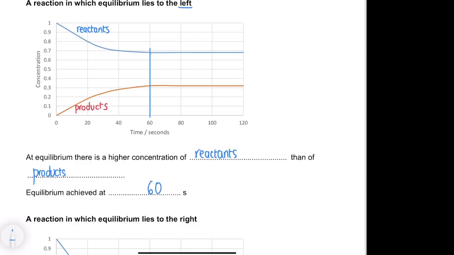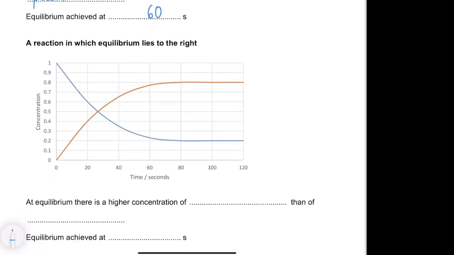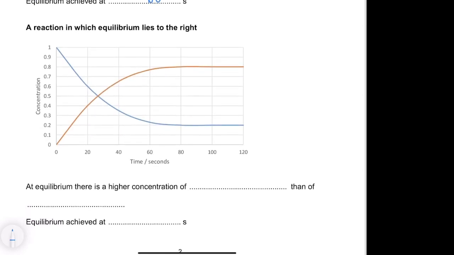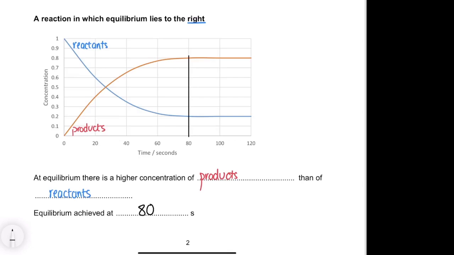Even though both are present, they're not in equal amounts; there are more reactants than there are products. So how would that work for lies to the right? Have a go yourself, see if you can work out one, where equilibrium is achieved, and two, what there is a higher concentration of. So there we go. What we can see is that the reactants fall again during the reaction and the products increase. At equilibrium there are more products present, the line for the products is higher than the line for the reactants, and we can see that those two lines level off and remain constant from 80 seconds. So equilibrium is achieved at 80 seconds.